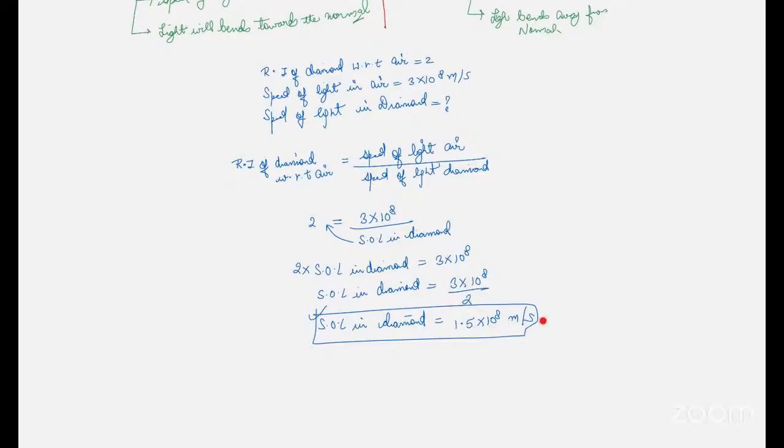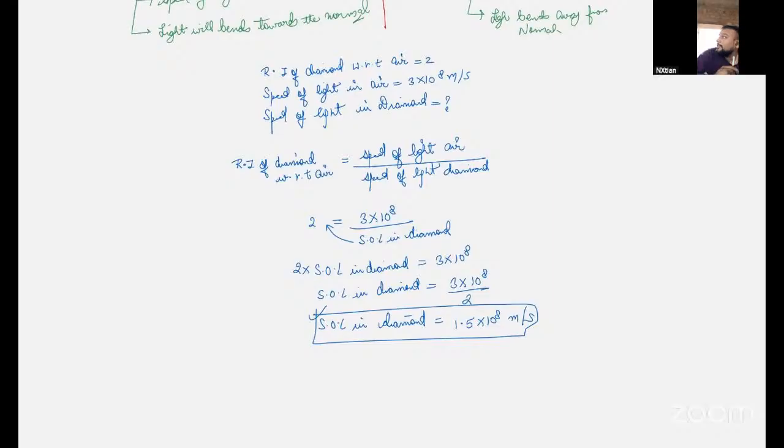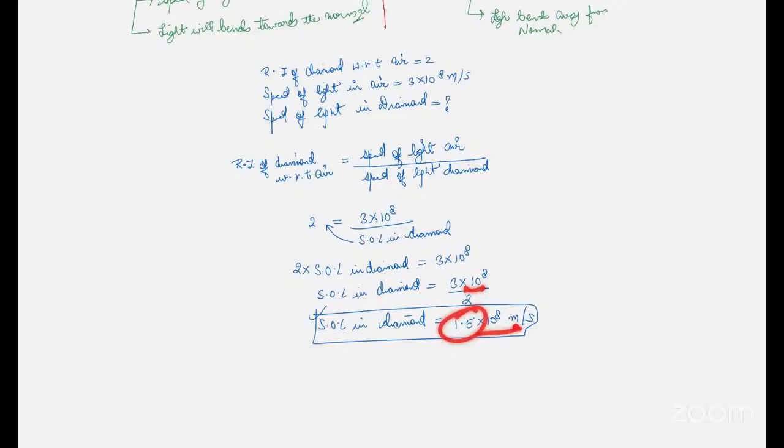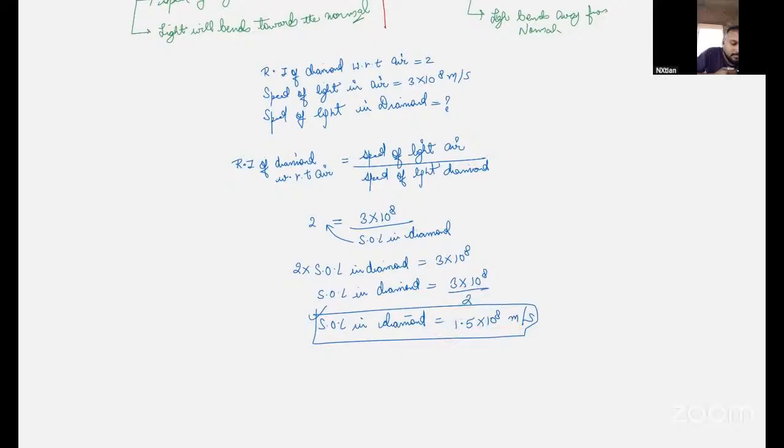Tell me, 3 into 10 to the power 8 divided by 2. The 2 is the RI of diamond. And 3 by 2 is? 1.5. So I wrote 1.5 and 10 to the power 8 is separate. I will put it separate.